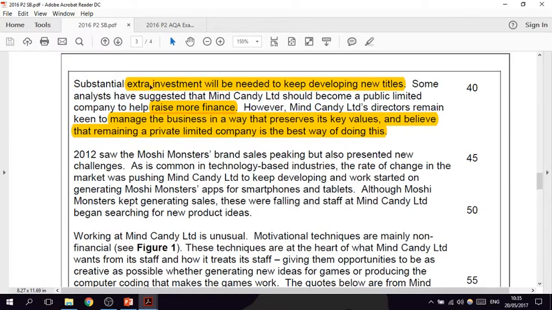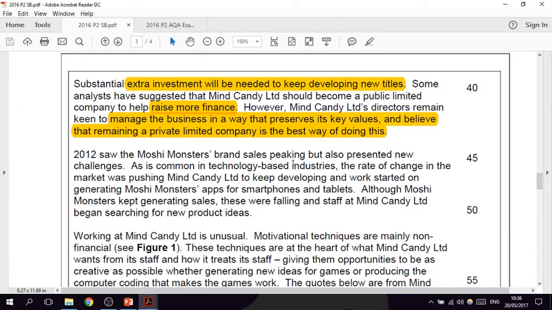Well, the business needs substantial extra investment to keep developing new titles, new products, and becoming a public limited company will help to raise more finance. However, on the other hand, the directors want to manage the business in a way that preserves its key values and believe that being a private limited company is the best way of doing this.